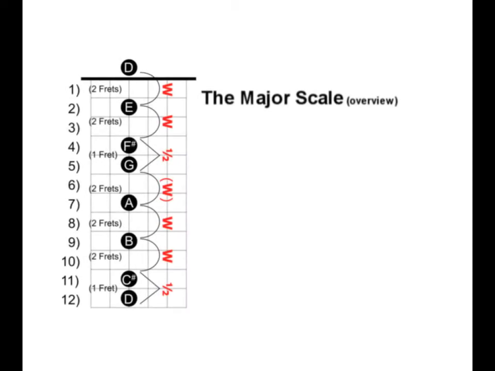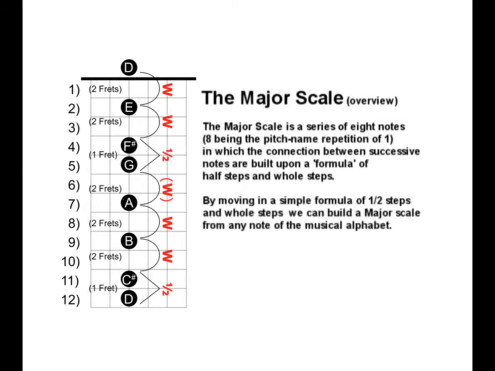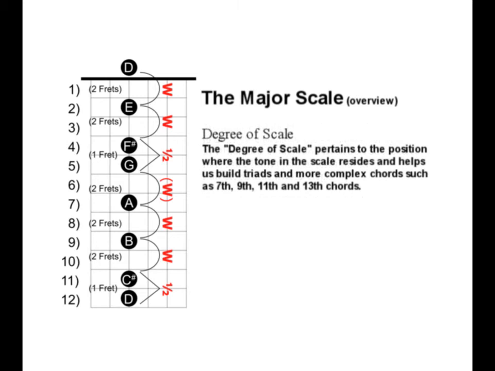The first order of business is to do a brief overview of the major scale itself. The major scale is a series of 8 notes, 8 being the pitch name repetition of 1, in which the connection between successive notes is built upon a formula of half steps and whole steps. By moving in a simple formula of half steps and whole steps, we can build a major scale from any note of the musical alphabet. And of course, a half step equals the movement of 1 fret, and a whole step equals the movement of 2 frets.